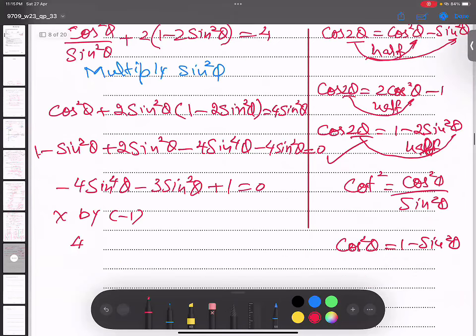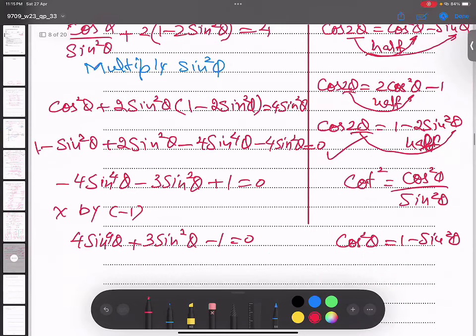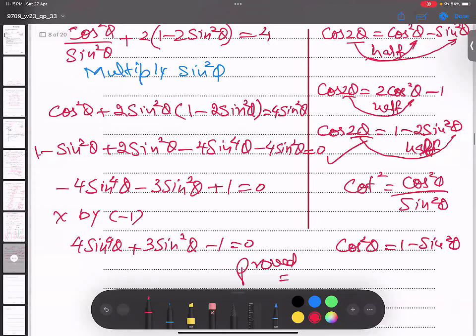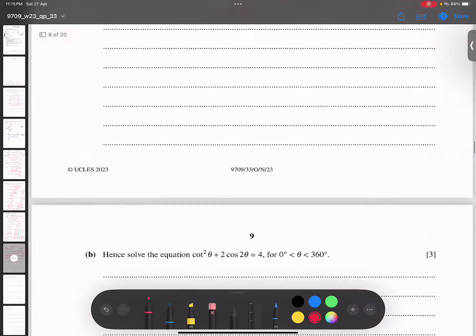So I get here sine square positive 4, and here positive, and 1 becomes negative. And that is proved. So proved. Okay, this is done. So what is he further asking? Show this, done, and next part.